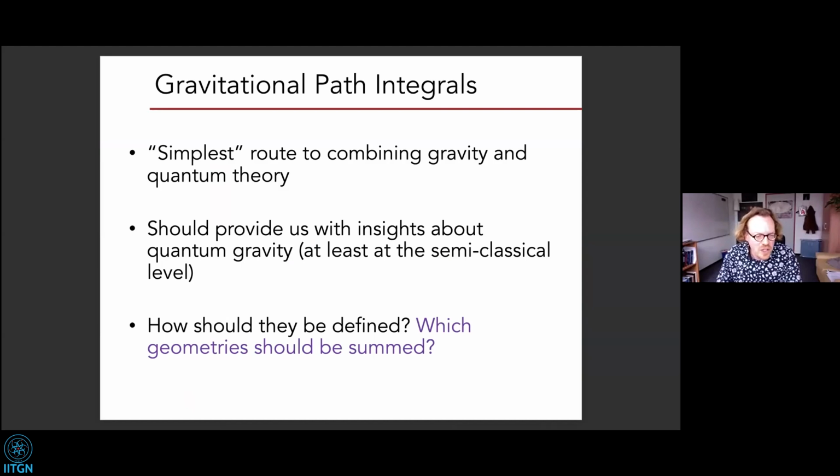And so it should already provide us with insights of what happens when gravity and quantum theory are combined. But there's an immediate question that also comes up when you do this, and this is the question of what should you actually sum over? In this sum over histories or sum over paths, what should the paths be? It's clear one should sum over geometries, but over which geometries? And this is the question that will be the guiding question as we go along.